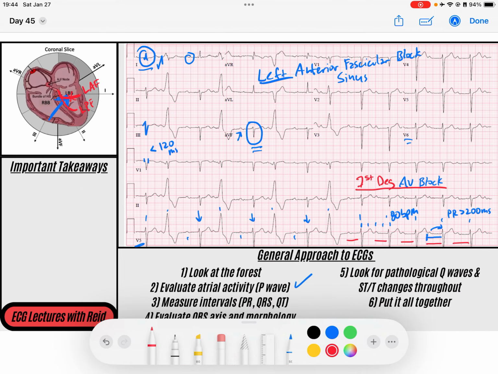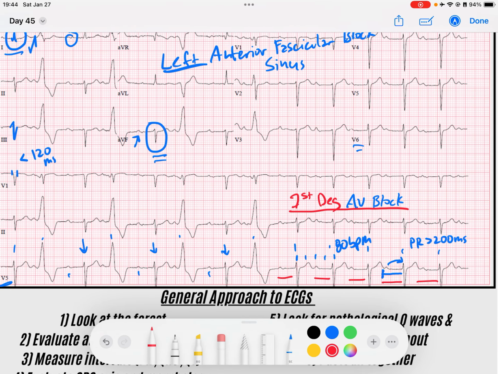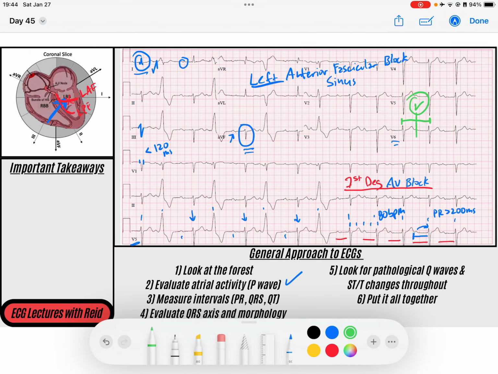If you need to know more about those, I do have a lecture on those. So we've got a left anterior fascicular block, which explains our EKG axis. My QT interval, I'm just going to eyeball it. Usually I like to measure my QT interval. I measure an R to R here, and if my QRS lands at least halfway down, then I say my QT is good, and that kind of helps correct for the rate itself.